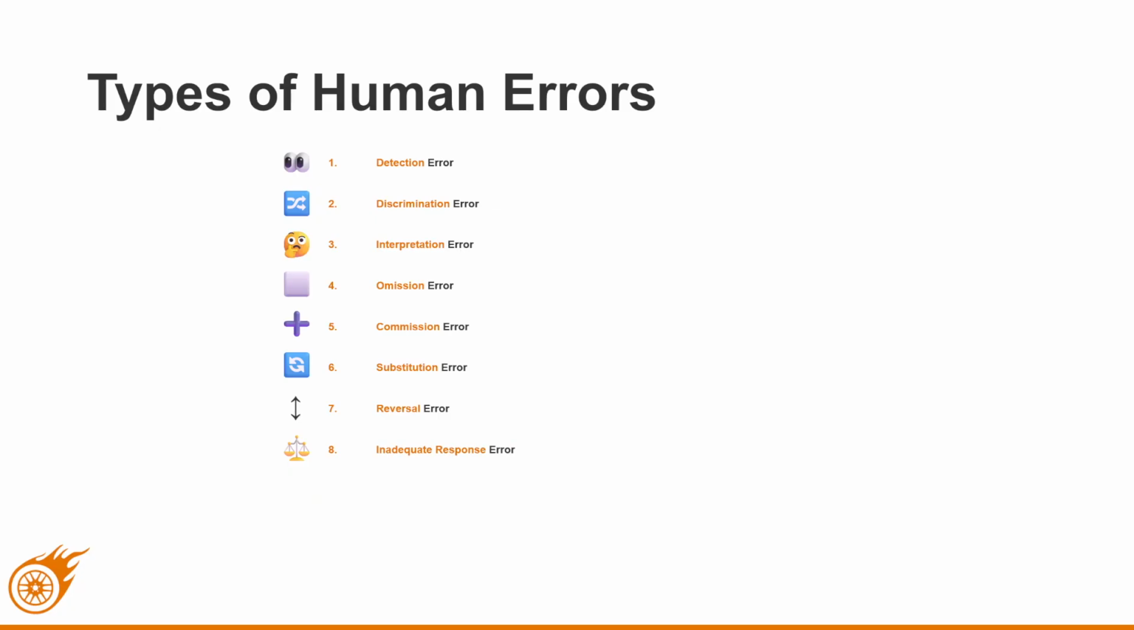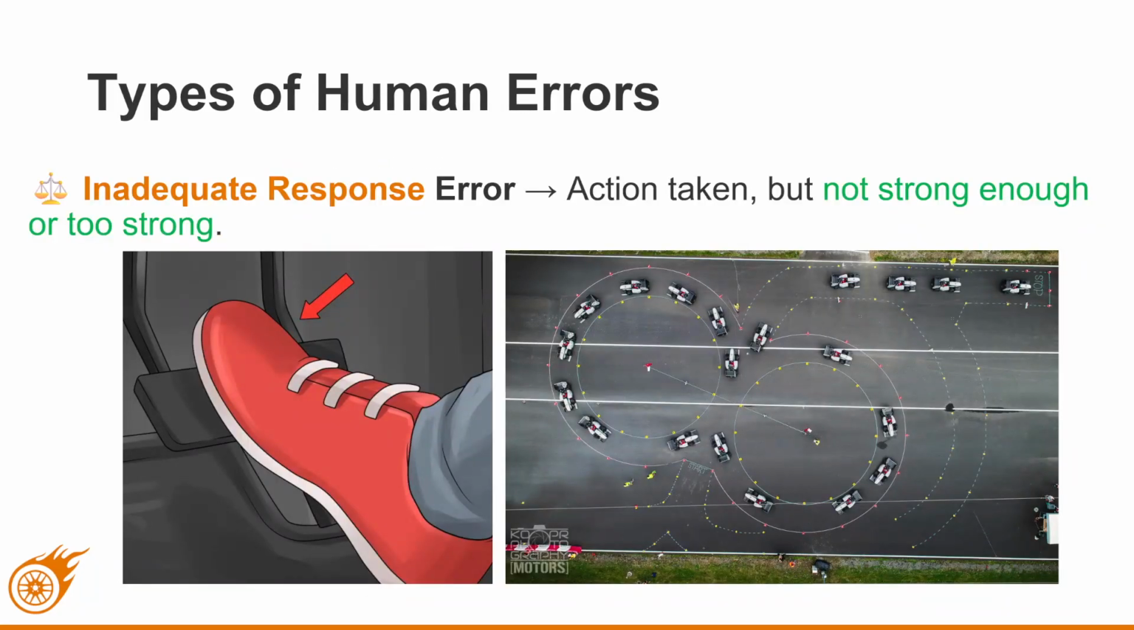Inadequate response error. Inadequate response error is essentially when the action is taken at the right time, and it's the right action, but it is too weak or too strong. An example would be braking too lightly or too heavily in a skid pad turn and maybe overshooting a cone or something. So the takeaway is the feedback from pedals and seat forces or whatever ergonomic component should help the driver indicate the proper effort needed.